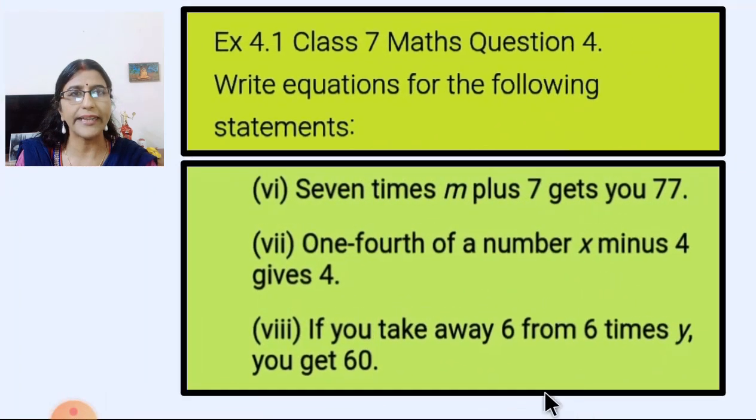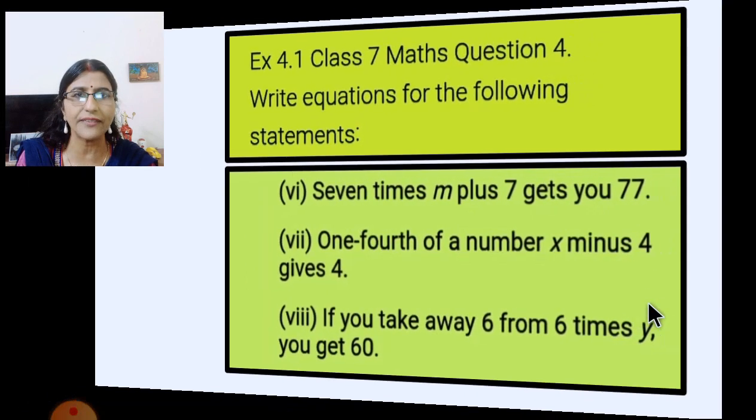Now we will go to the next question, question number 4, exercise 4.1. Here write an equation for the following statements. There are some statements given and we have to write the equation. Let us do them one by one. First question: 7 times m plus 7 gets you 77. Let us see how to solve it first.